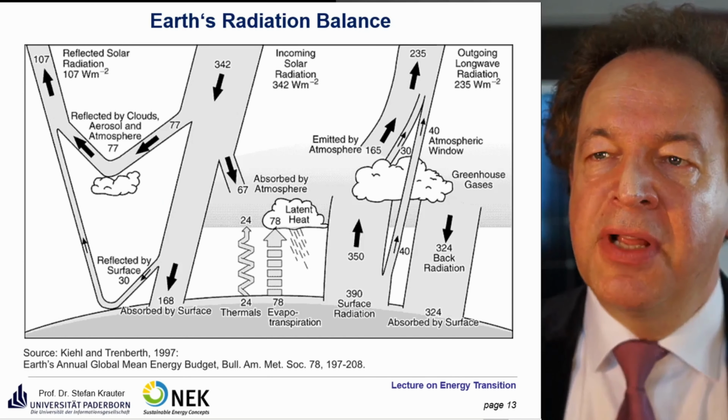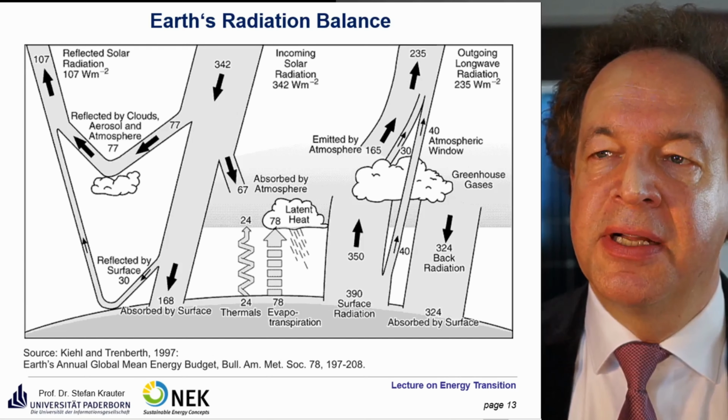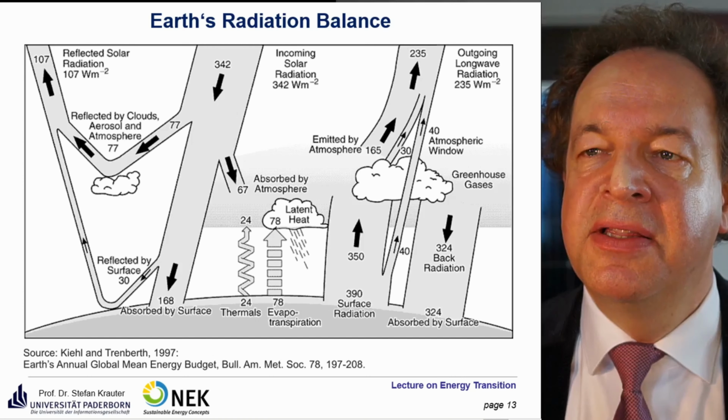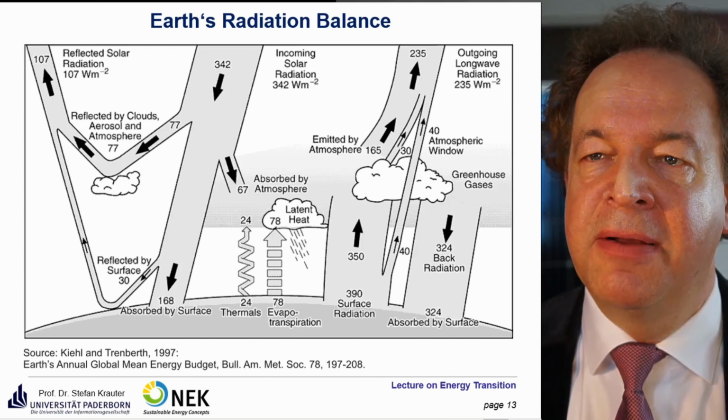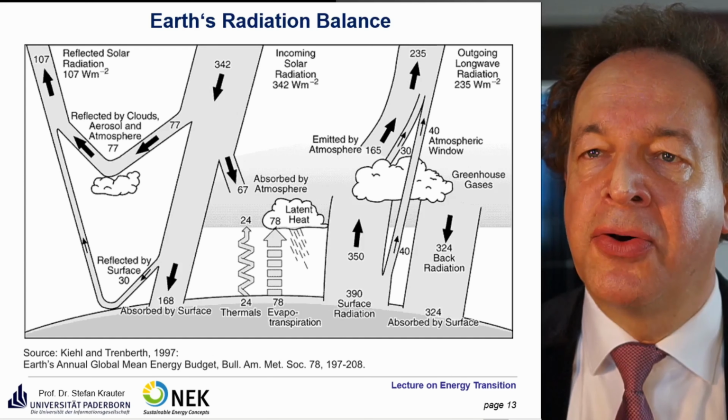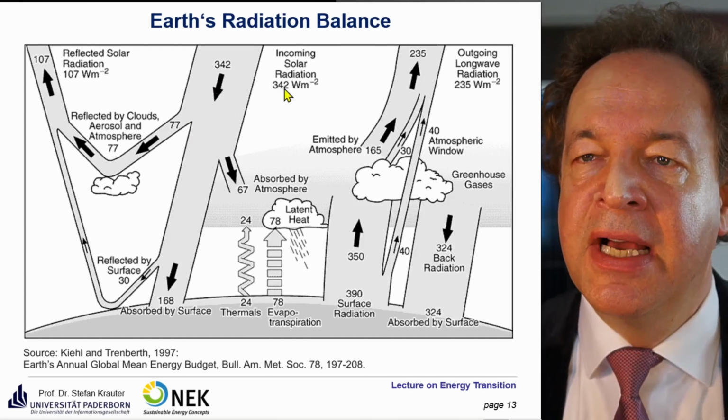What does this mean, carbon dioxide? It's not poisonous. Carbon dioxide is invisible, it's transparent, but the problem is in the infrared part, where it's not transparent anymore. And this has some impact on the Earth's radiation balance, as you see here.